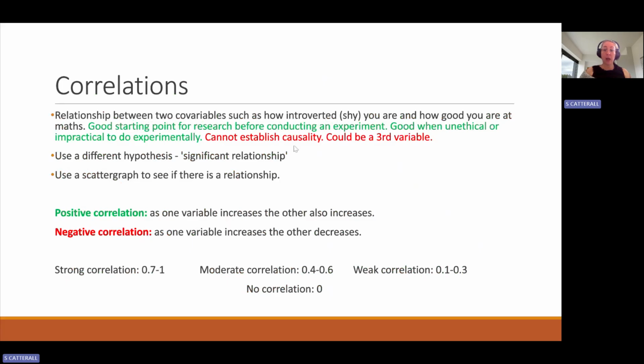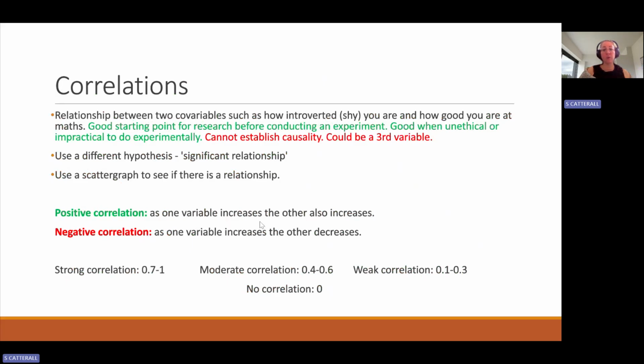Now, in your hypothesis, as mentioned before, you want to use the words significant relationship, and we're also using a scatter graph. So if you're asked what type of graph to use, you talk about a scatter graph. That's one where you put the X where the two meet, and then you put a line of best fit on, and it'll tell you whether it's a positive or a negative relationship. You can also judge how strong or how weak it is.